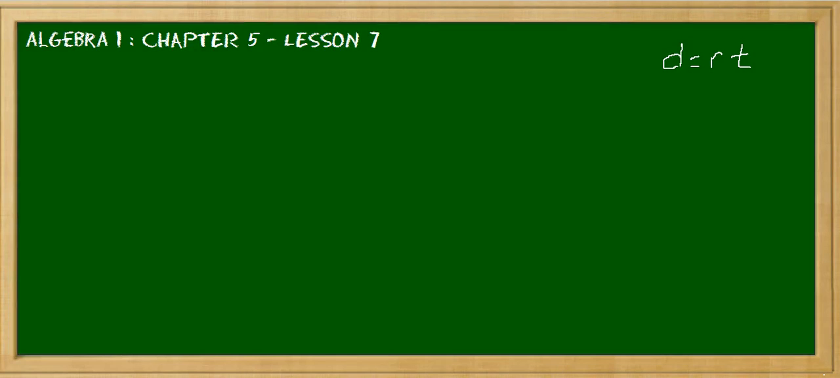Okay, class, we're on problem number 7 in lesson 7 of chapter 5. The following table represents 6 different trips made by Fonzie on his motorcycle. What number or expression belongs in each of the blanks? So we have here the 6 trips.